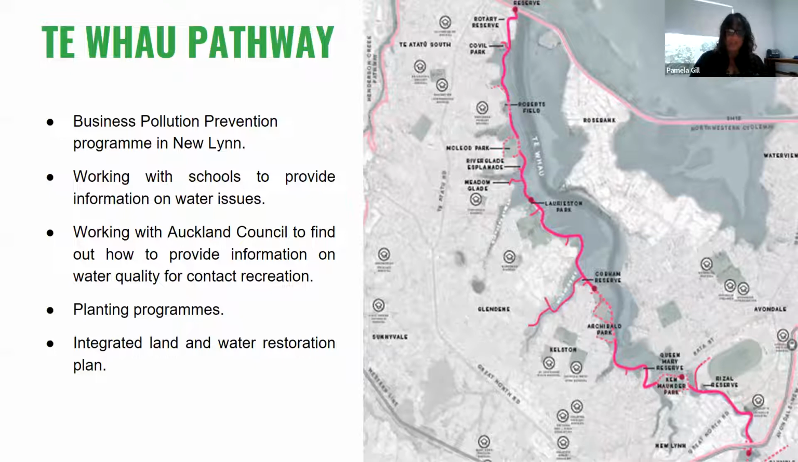The Whau pathway follows the traditional portage of the Whau from the Waitematā through to the Manukau Harbour. This pathway is at various stages of planning, building and completion. There are many other aspirations to the wider Te Whau pathway engagement, such as these points noted here.